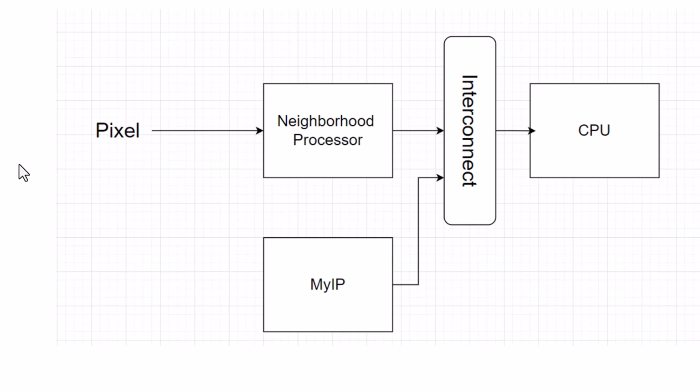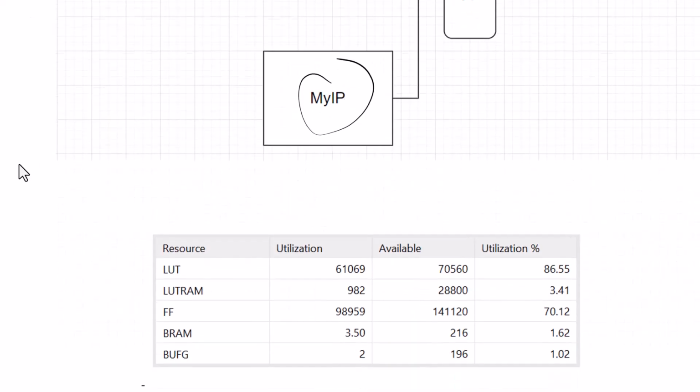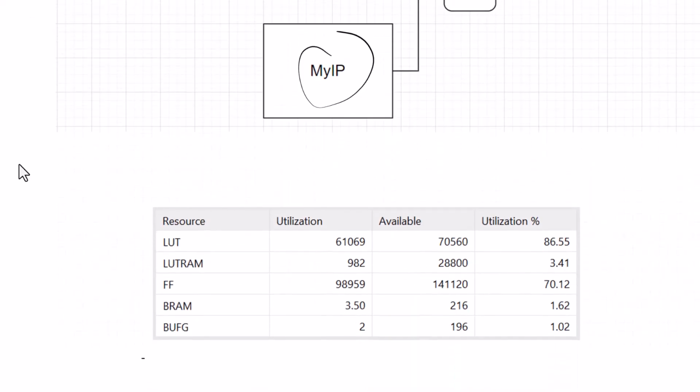Well, let's assume you put together a design as shown on the screen, a design that has an IP that does stuff and also a neighborhood processor. Basically it takes in pixels from an image and transforms them into a different image. And I'll get to this in a little bit. Let's say you've successfully synthesized and tested on hardware and it resulted in a whopping high utilization, 86% on LUTs.